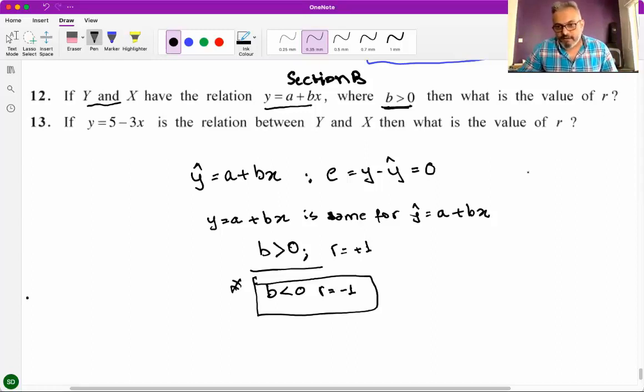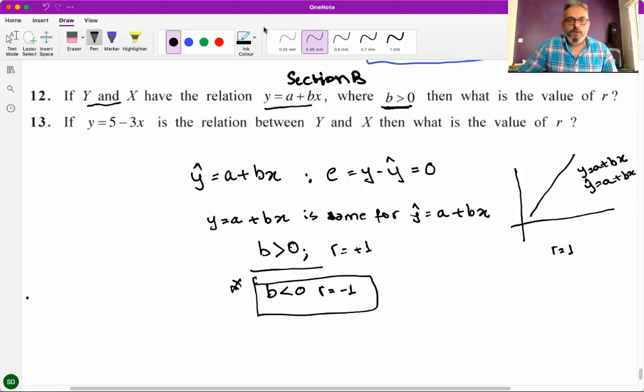It means that when we have this graph, and this line is y is equal to a plus bx, this is the same line as y cap is equal to a plus bx. Hence, we say that if b is positive, r is equal to 1. There is no deviation. There is no error of estimation. This is 12. Now, let's go to 13.